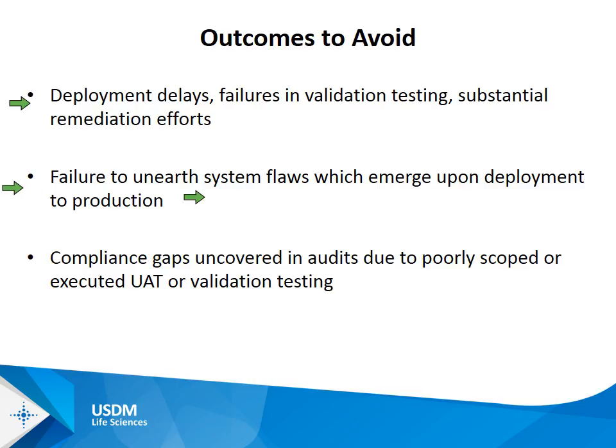Failure to unearth system flaws which emerge upon deployment to production. So it's really disappointing to be in a position where you think you've done a solid validation, everybody signed off, and then you go live and you find issues while you're in production. Now, there's never going to be a perfect system deployment. There are, of course, bugs, and that's why change control exists. But in terms of the 20% of the issues that cause 80% of the problems, you want to be able to make sure you've taken care of those.